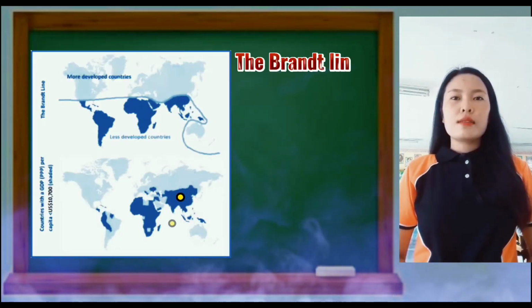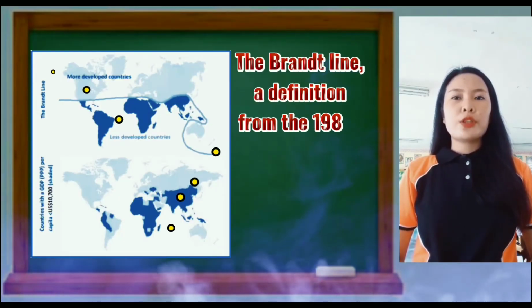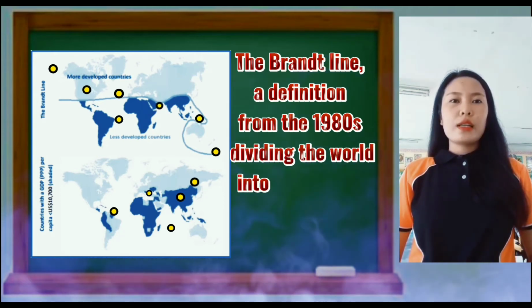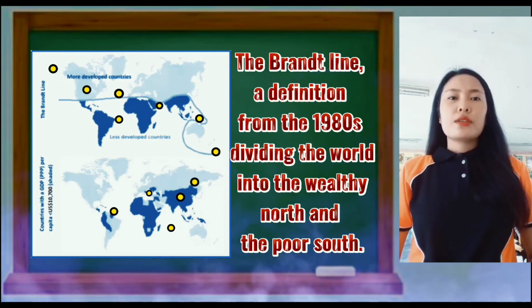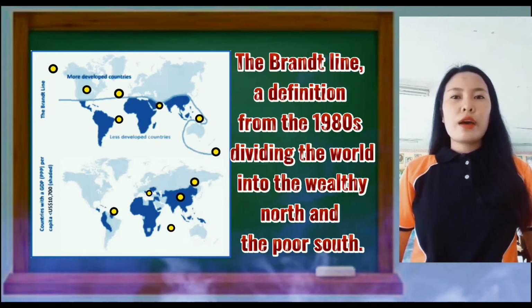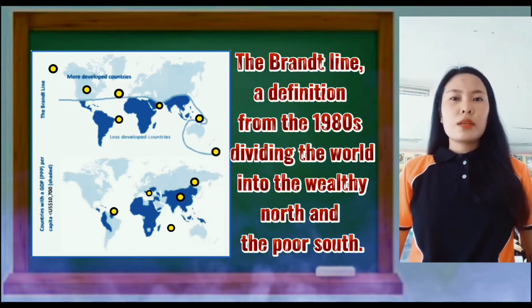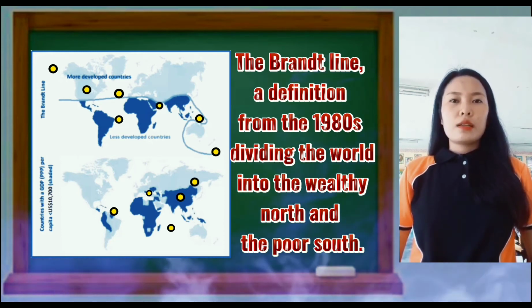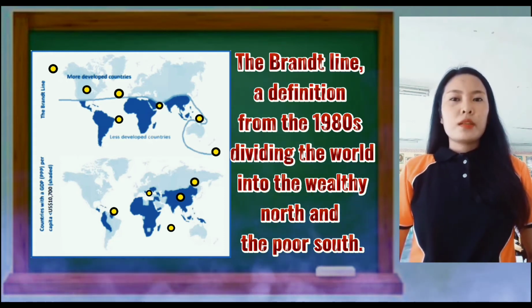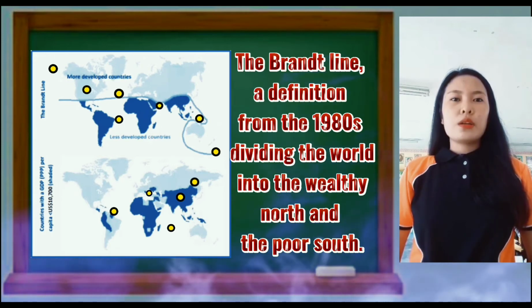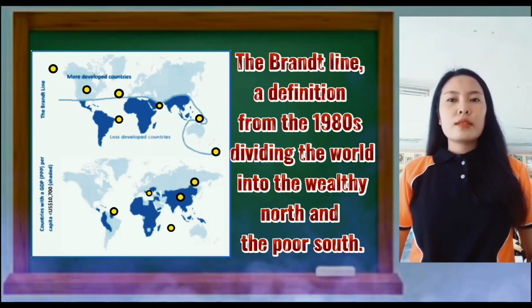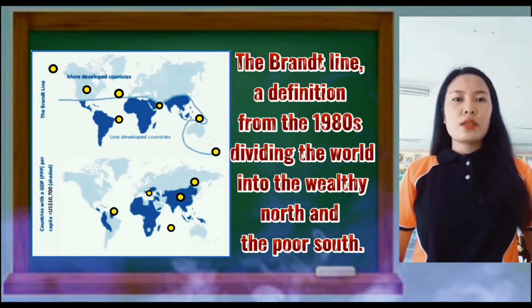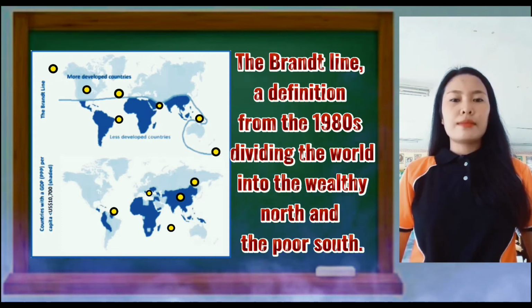In the 1980s, the Brandt Line was developed as a way of showing how the world was geographically split into relatively richer and poorer nations. Richer countries are almost all located in the northern hemisphere. Poorer countries are mostly located in tropical regions and in the southern hemisphere. The terms North and South, when used in a global context, are alternative designations for developed and developing countries. The North-South divide is broadly considered a socio-economic and political divide.